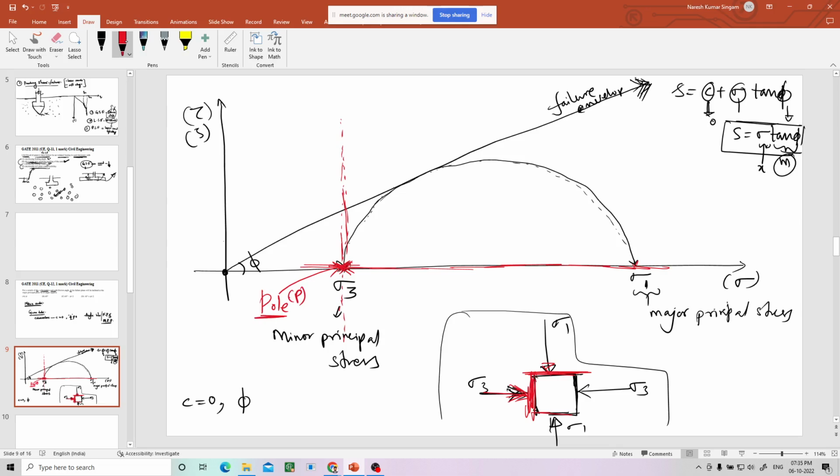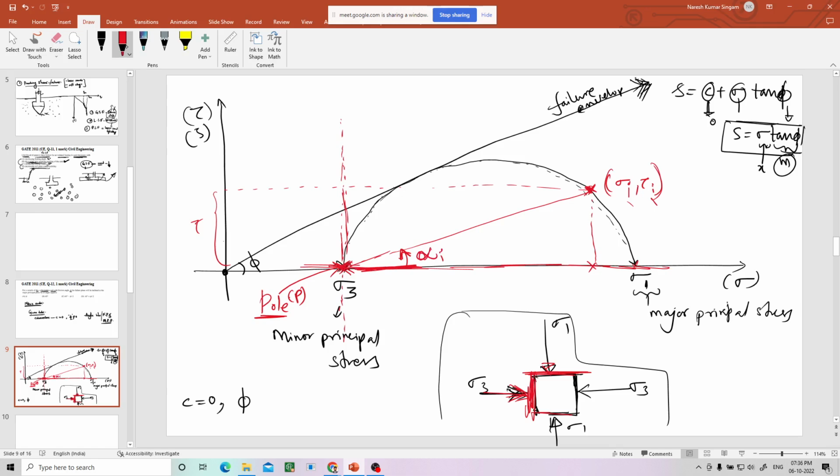Now the pole is used to what? It is used to find out the inclination of any plane. So suppose I want the inclination of the plane on which this much sigma is acting and this much tau is acting. Let us say sigma i, tau i. So what is the inclination of that plane? You just have to join this pole and that point, that's it. This is the angle of inclination of the plane with horizontal, this is alpha i. That is how you find it out.